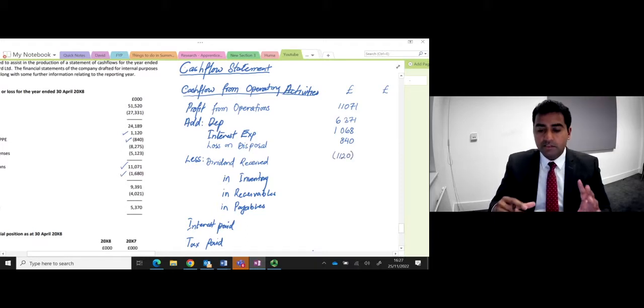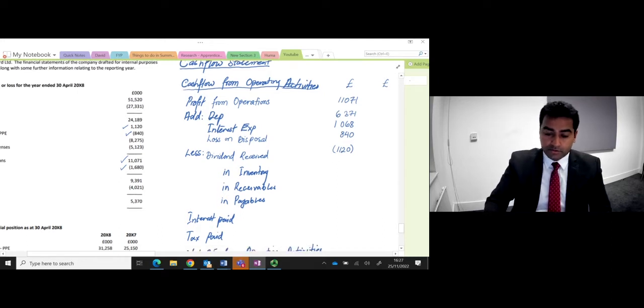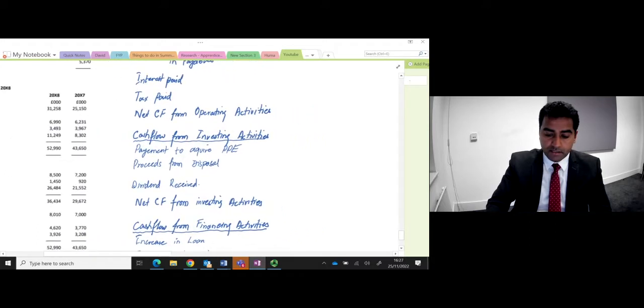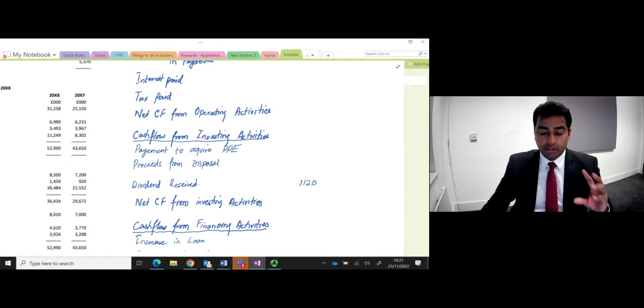And while I'm on dividend received, I can scroll down and update my investing activities. Dividend received, and that is 1120. So it should be recorded under investing activities. So the reason we have recorded it under investing activity is because the company has made an investment outside and they have received dividend.